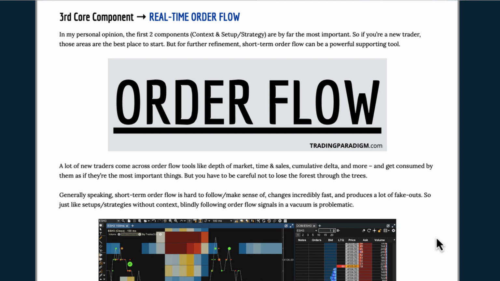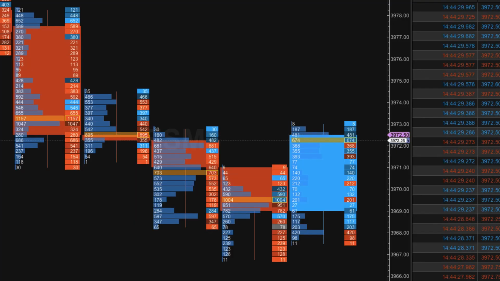I use short-term order flow tools, don't get me wrong, but I have to be careful not to lose the forest for the trees. It's more of a supporting tool for further refinement. And looking at it too much, especially as a beginner, is often just a recipe for stress and frustration. Generally speaking, short-term order flow is difficult to follow and make sense of quickly enough to make good trading decisions. It moves incredibly fast and produces a lot of fakeouts.